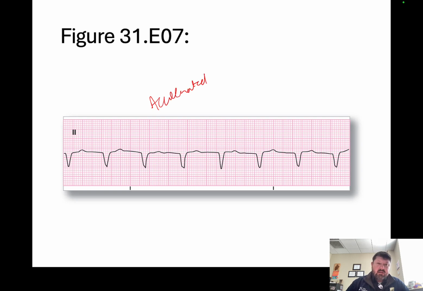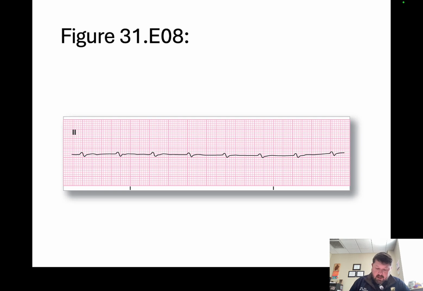And lastly, if you note here, you do have wide complex QRSs. They're very low in amplitude, so they're not very strong, but they do have a rate of about 80, and it is regular. So this, again, is accelerated idioventricular.